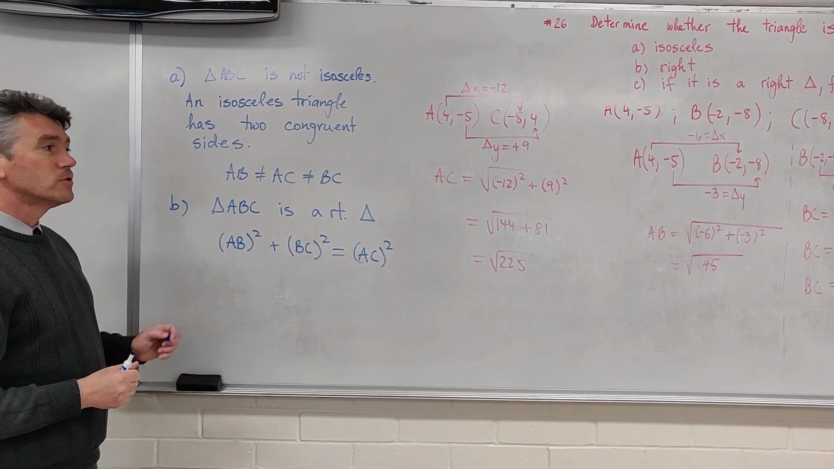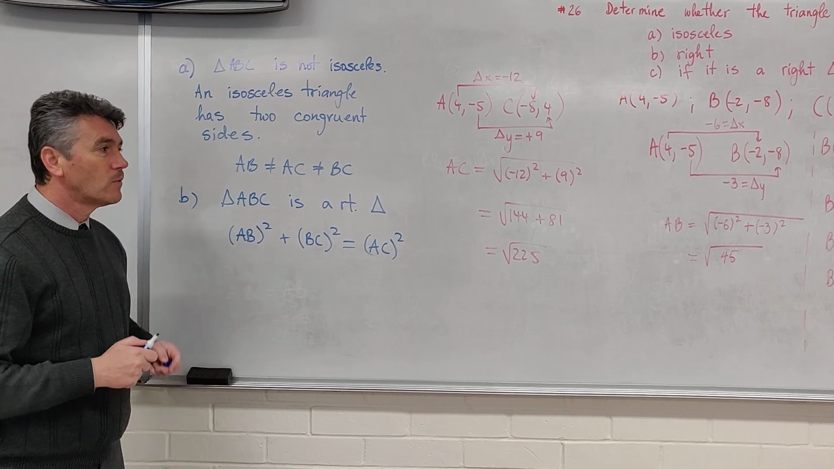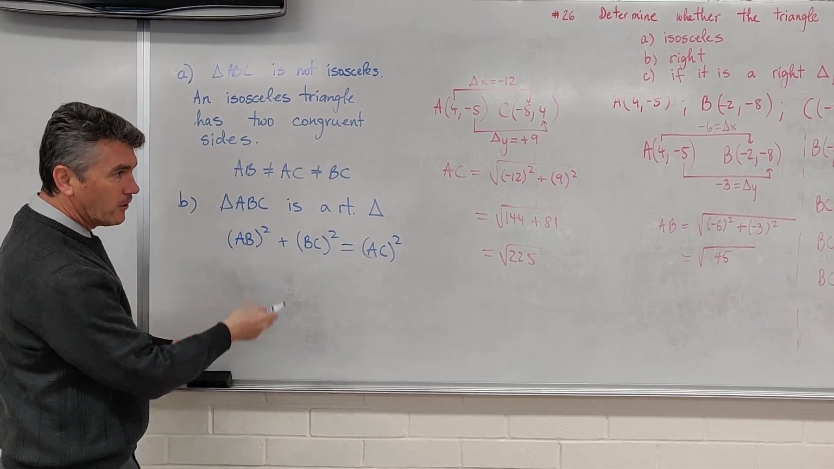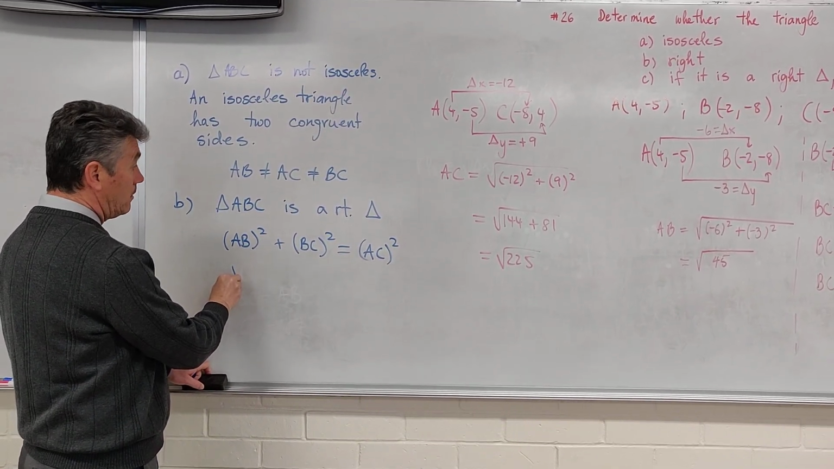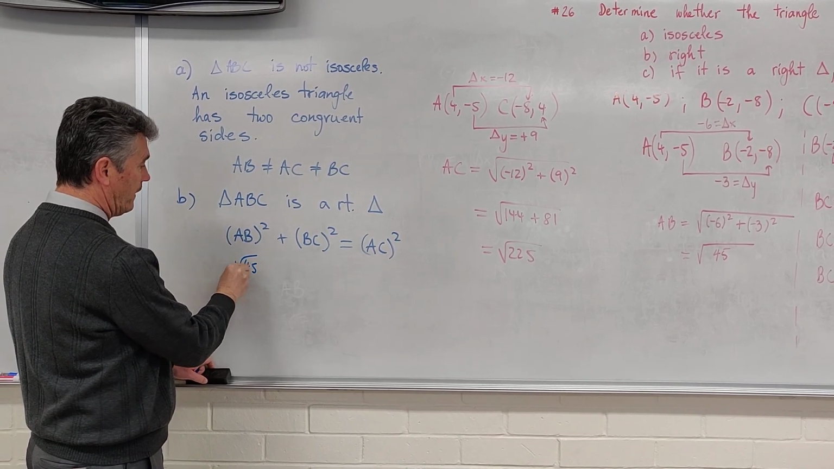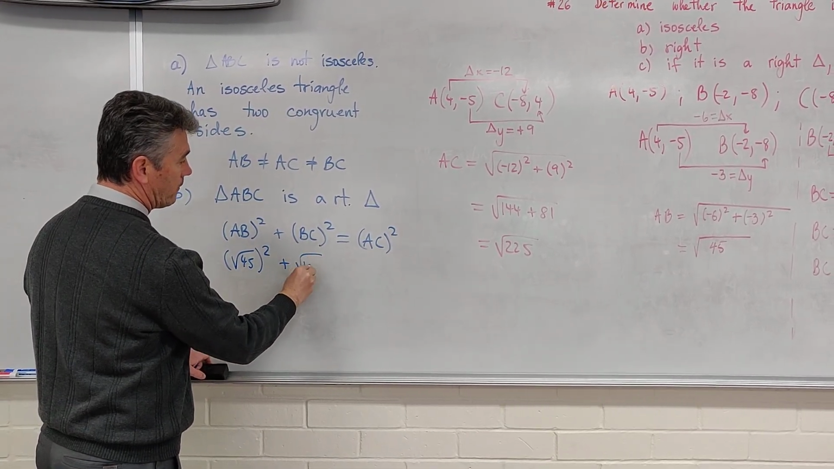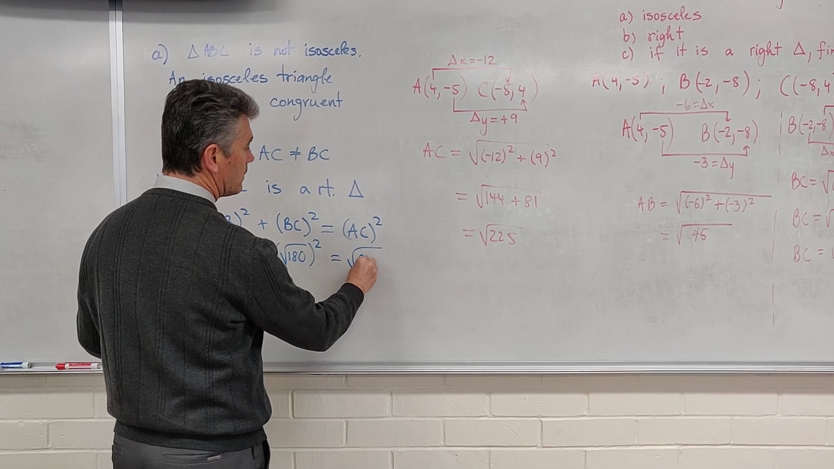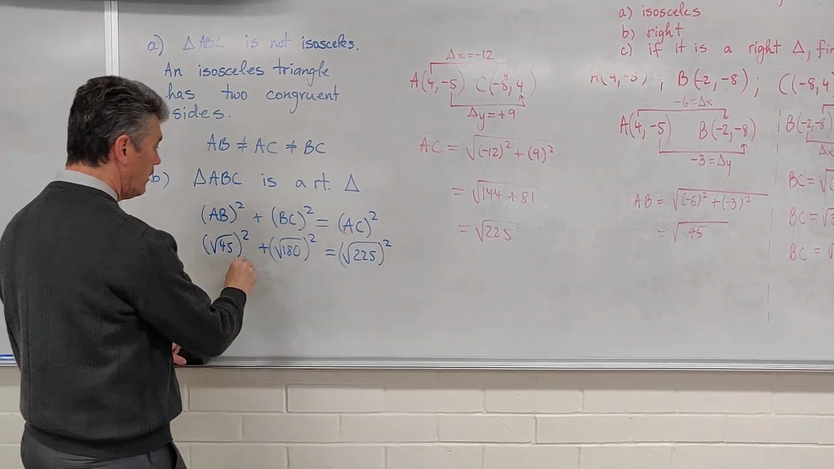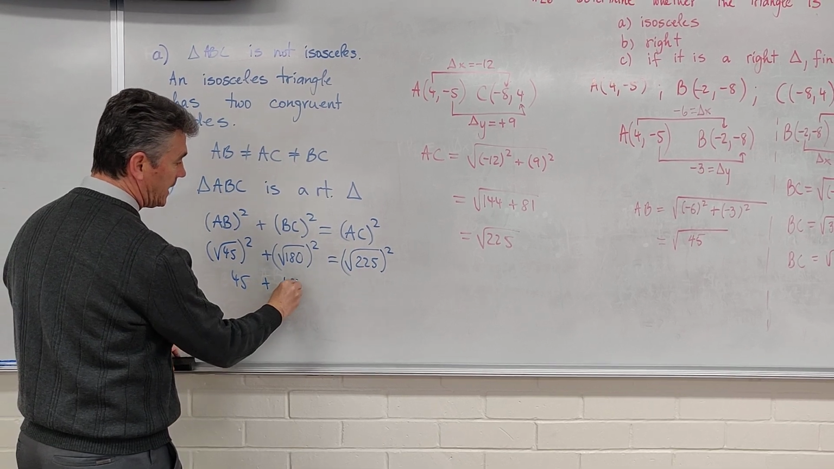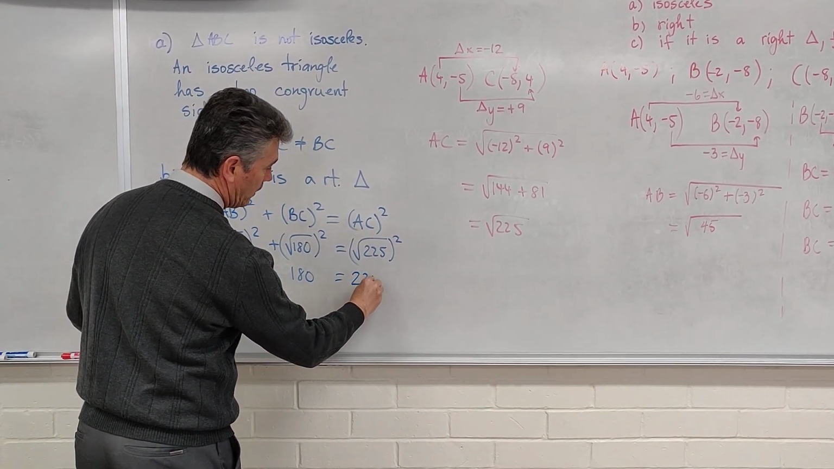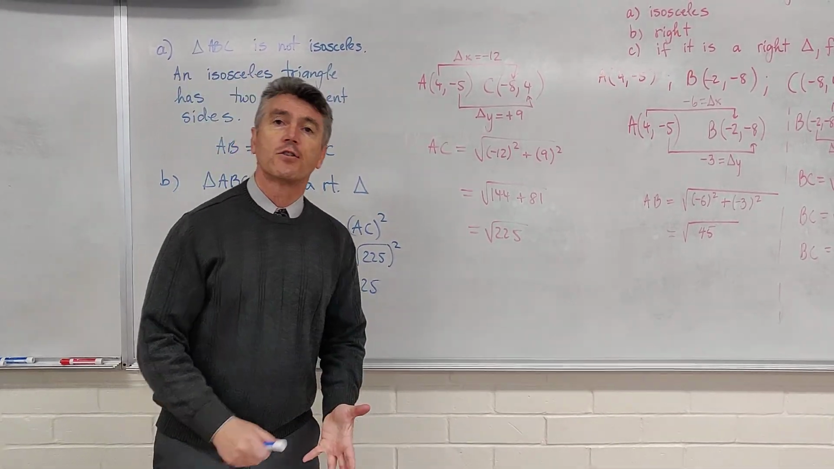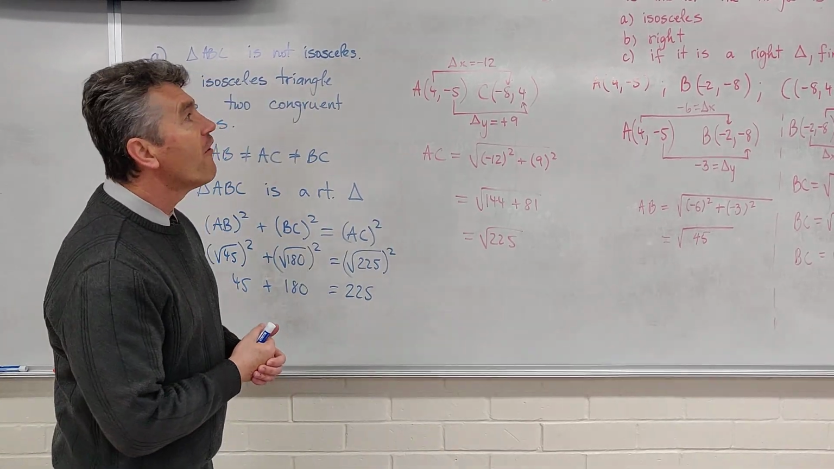If the sum of the squares of the two smaller sides is equal to the square of the larger side, then the triangle is a right triangle. So AB, square root of 45 squared plus the square root of 180 squared is equal to the square root of 225 squared. 45 plus 180 is equal to 225. Now that we know that the triangle is right, we go and we find its area.